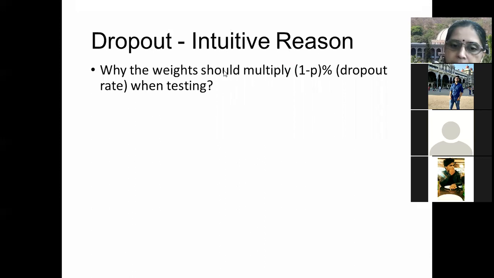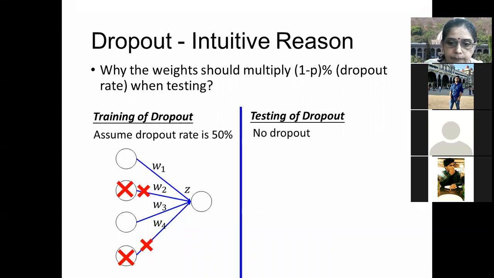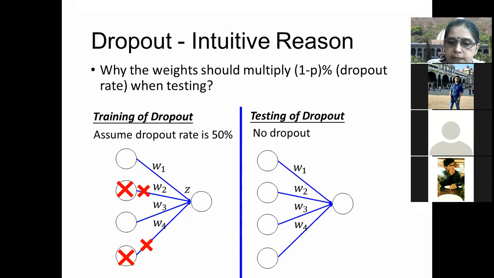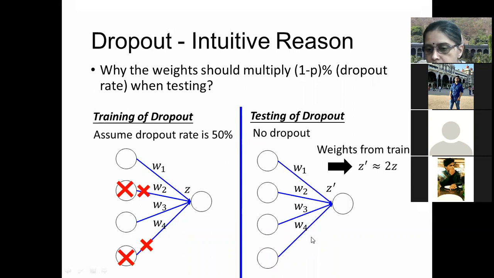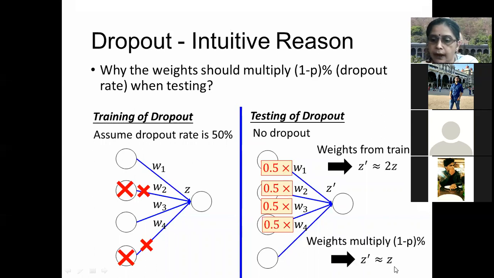So why do we multiply the weights by 1 minus p while testing? Because during training with dropout, certain nodes are participating multiple times. During testing there is no dropout. So if we use the weights as they are, we will get an output 2 times the required. So to avoid this, we multiply all the weights by 0.5 and then we will get the expected result.